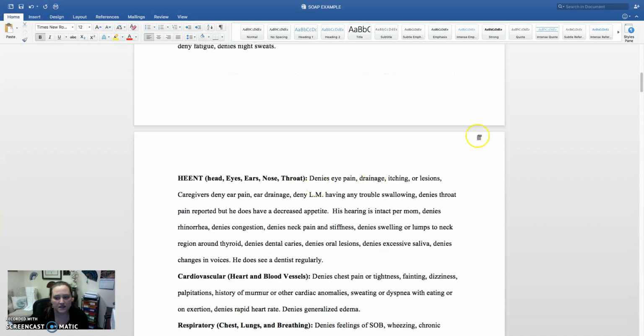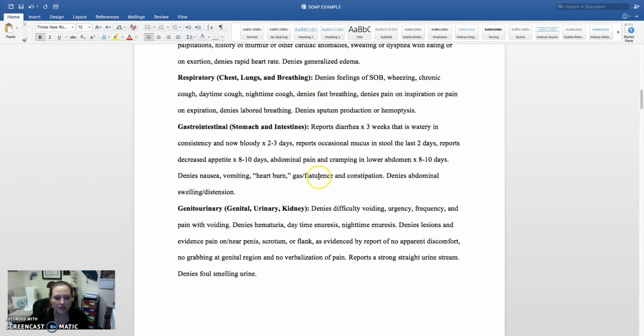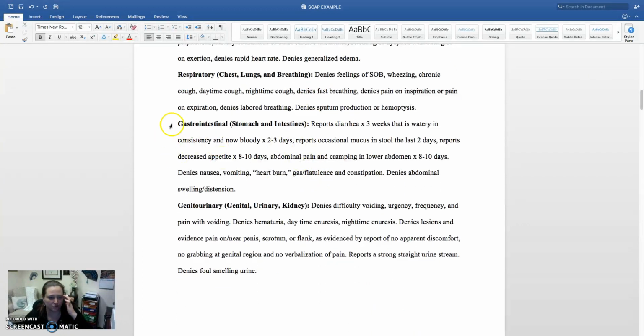So in this example on the Word document, I have a lot of detail. Let's jump down to this patient's gastrointestinal review of systems. Reports diarrhea times 3 weeks that is watery in consistency and now bloody times 2 to 3 days. Reports occasional mucus in stool the last 2 days. Reports decreased appetite times 8 to 10 days. Abdominal pain and cramping in the lower abdomen times 8 to 10 days. Denies nausea, vomiting, "heartburn" in quotations because that's what the patient said, gas, flatulence, and constipation. Denies abdominal swelling or distension. See how that is quite detailed.